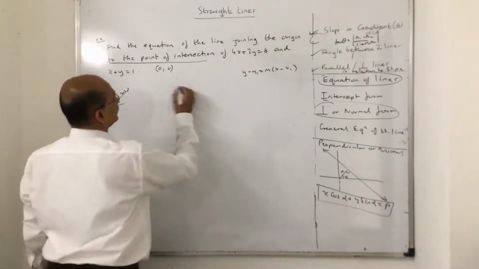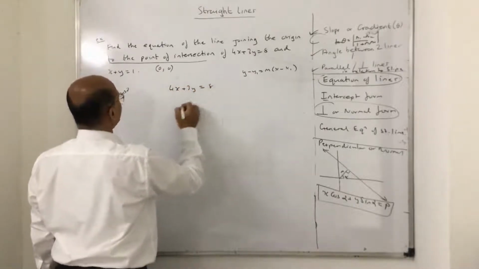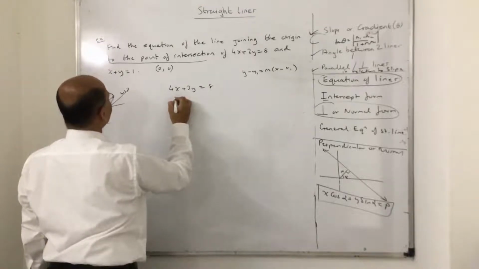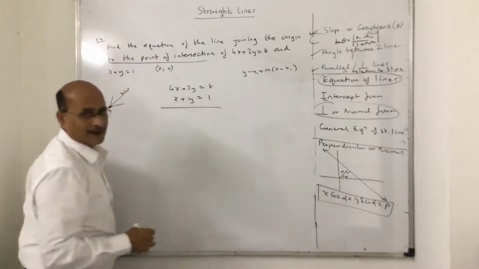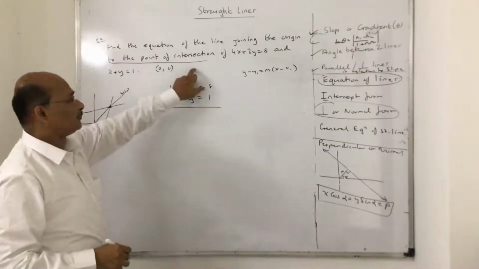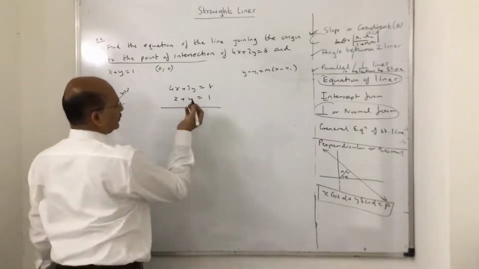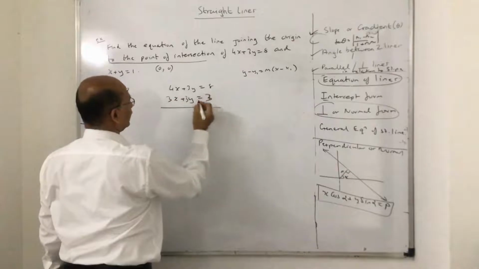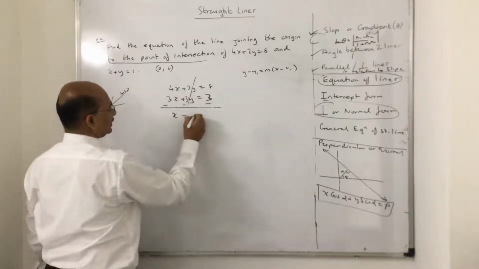So let us solve the equations. 4x plus 3y is equal to 8, and eventually this will become what? x plus y is equal to 1. So I need to find the value of x and y. That will be the other point, that is the point of intersection of the lines. So if I multiply by 3, I will do 3x, 3y and 3. You can change over here. This cancels here. So x is nothing but 5.